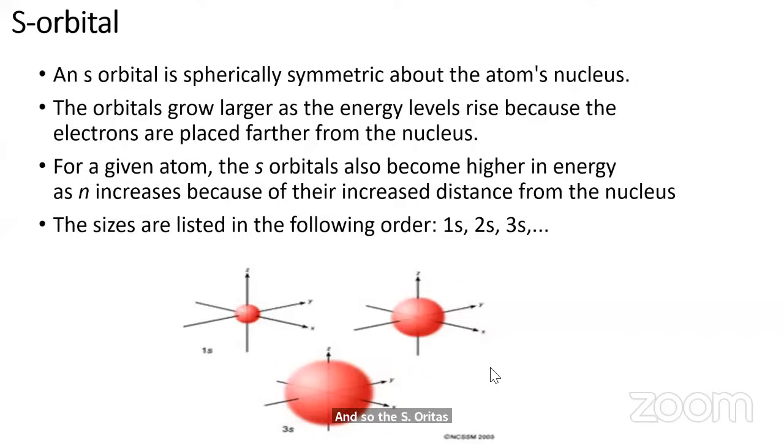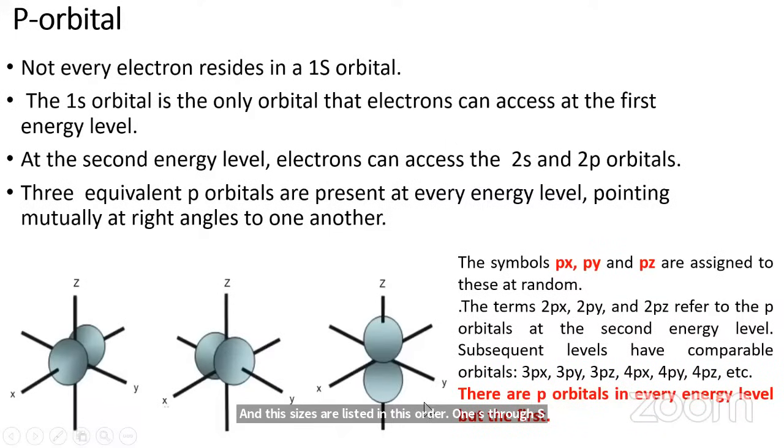Now for the 3s orbital, you can see that the 3s orbital is bigger than the 2s orbital, while the 2s orbital is bigger than the 1s orbital. And these sizes are listed in this order: 1s, 2s, 3s, 4s, and so on and so forth. Now, the next orbital we want to look at is the p orbital.